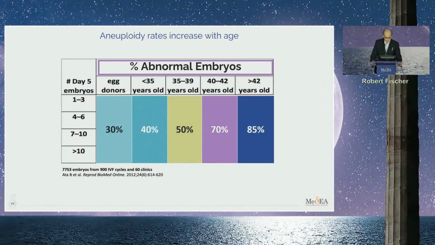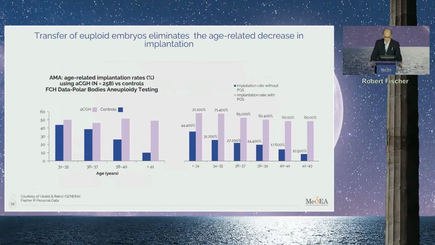And again, data from the US looking at euploidy of blastocysts, and you can see it's very much the same as what you will see at the polar body testing for aneuploidy. So again, at the age of 40, you will have only about 10 to 20% euploid oocytes. Now, having a euploid oocyte or a euploid embryo will eliminate the age problem when you transfer the embryo.